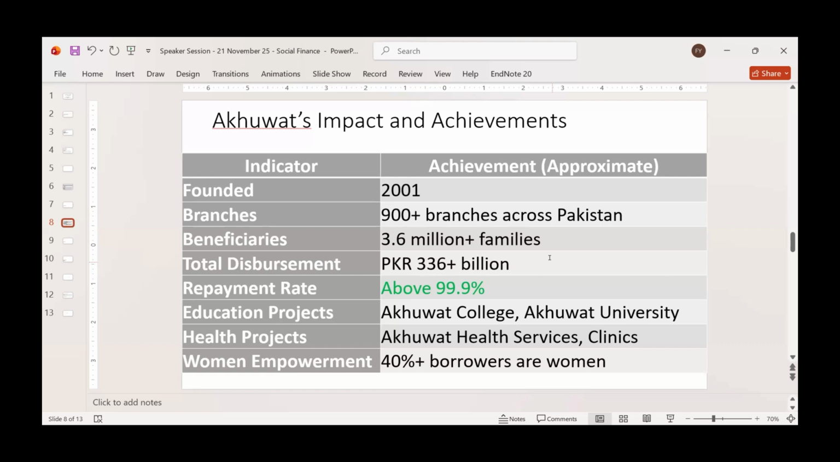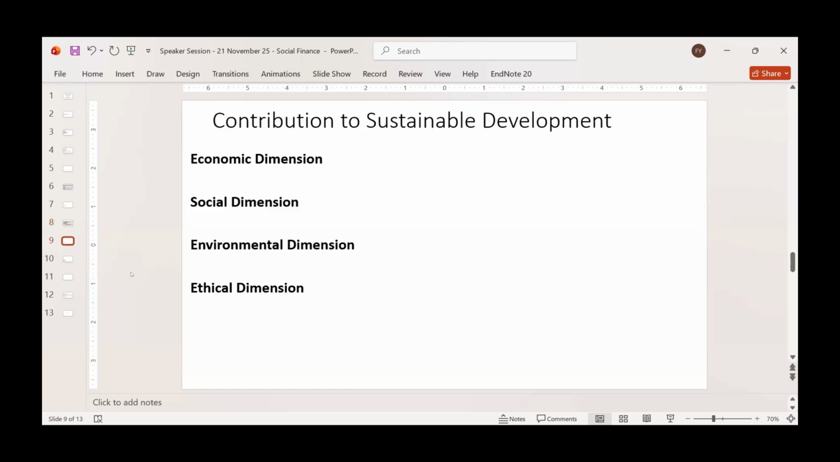Education projects include colleges and a university, and different health projects are there in which Akhuwat provides health services and mobile clinics, and so on. And one more thing, here we have women empowerment, that is, more than 40% of borrowers are women.